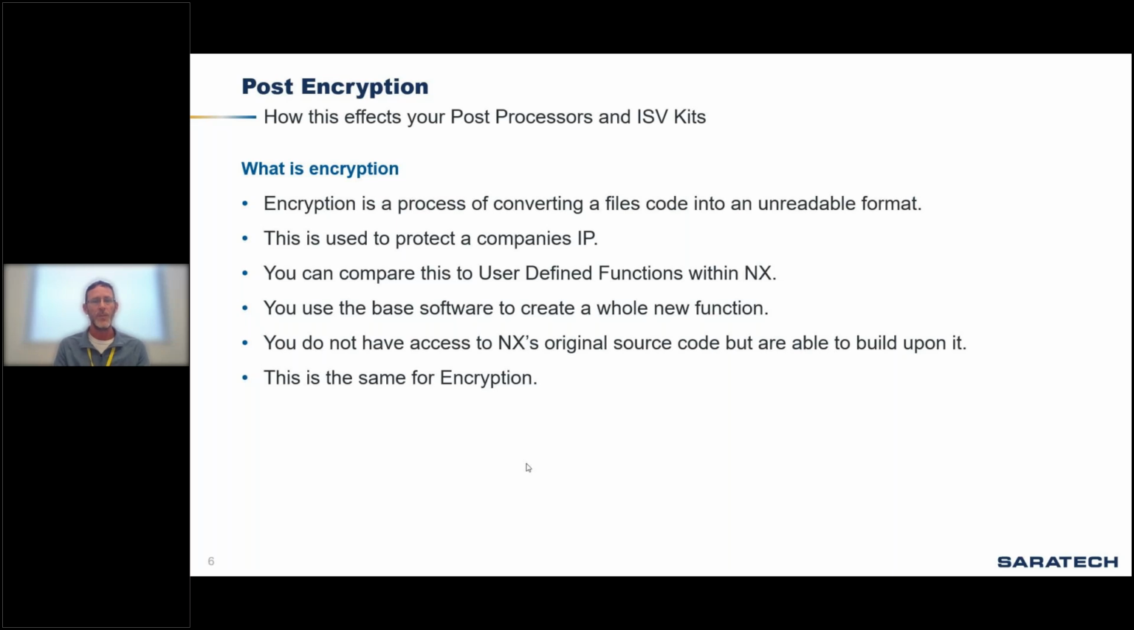So we're using a base software to create a whole new function or product out of its base code. You don't have access to the original code, but you have the ability to build upon it to create something else. And it's the same for encryption. We're taking just our source code files, which is the TCL code file, and encrypting it so that it can't be used by others.